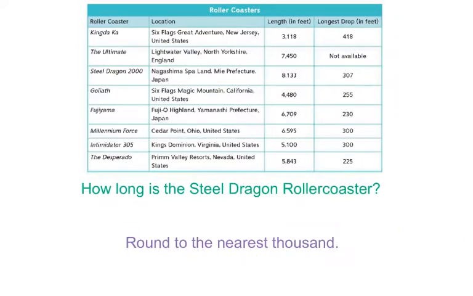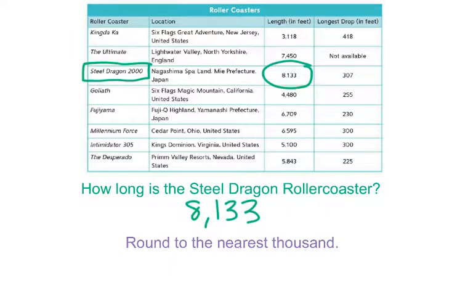Remember to be writing this on the whiteboard as I am as well. Let's go ahead and wipe off that whiteboard, and we're going to see how long is the Steel Dragon roller coaster. So the Steel Dragon is right here, the Steel Dragon 2000, and its length is 8,133. Please write 8,133 on your whiteboard. We're going to round it using our chant.